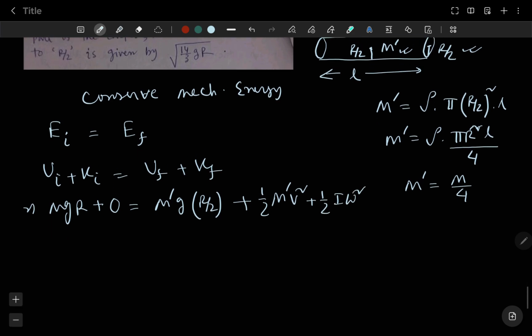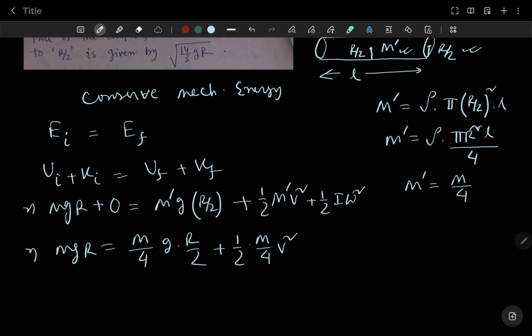So it will be mgR equals m dashed, which is m by 4, g R by 2, plus half m by 4 v square, plus, now what is I? The moment of inertia of a cylinder is half mR square. So it will be half m dashed into (R by 2) square into omega square.